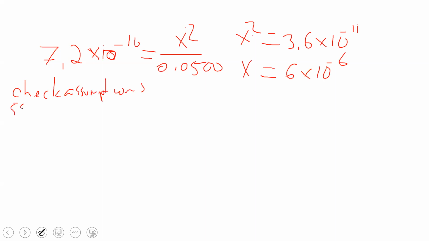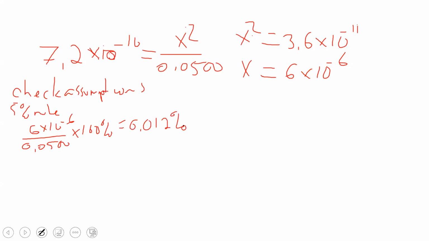All right, so 5% rule, we've got 6 times 10 to the minus 6 divided by 0.0500 times 100%. That gives us a value of 0.012%. So the 5% rule checks out.